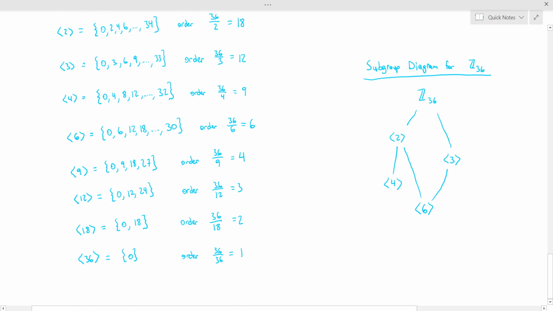We have the cyclic subgroup generated by 9 next, which is of order 4. All multiples of 9 are multiples of 3, so I want to connect from 9 to 3, because all of these numbers appear up here.